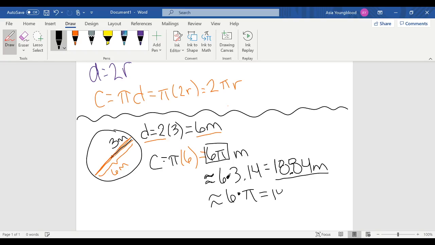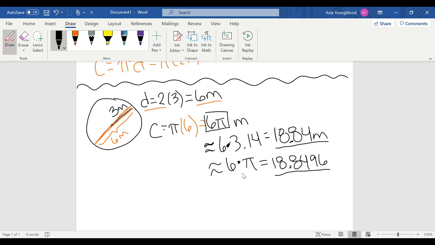So it's 18.8496. I provided 2 more decimal places. This is where the calculator stopped, and again it extends the decimals out because pi extends out. So all these answers are right. It just depends on what the question is asking you to find. But I do want to show you that you can represent the circumference in different ways. So that's the first example.